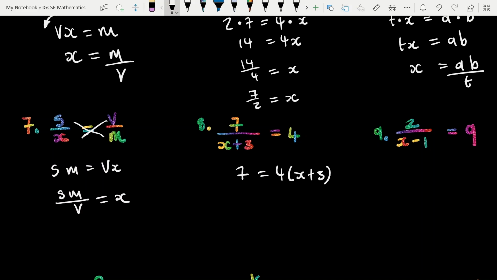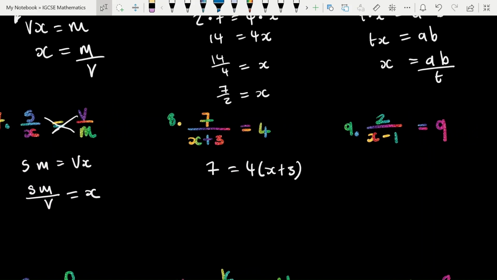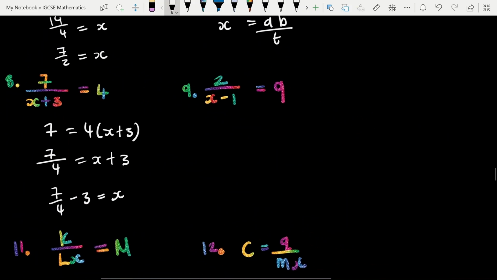I'm making x the subject. Is it positive? Yes. I've seen a situation like this before, right? Yes, I have. How did I make it subject? Well, I started with 4, taking 4 to the other side. Why? Because 4 is affecting everybody. I now have 7 over 4 is equal to x plus 3. If you follow the rules, you can't go wrong. Then I take 3 to the other side, so it's going to be 7 over 4 minus 3, equal to x. Wow.